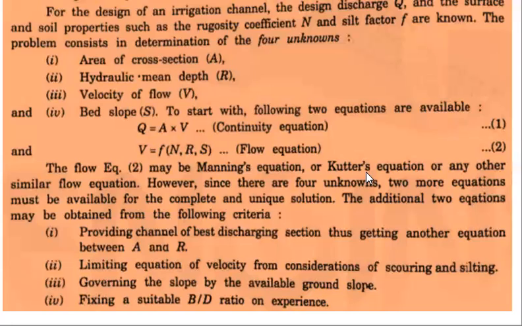So in the design of canal, the known parameters for the design are the discharge Q. So the design discharge Q is a known factor here, and the silt factor F, right? And also the rugosity coefficient N. So what is a rugosity coefficient? I hope you remember that it is the roughness of the canal bed, which affects the velocity of water.